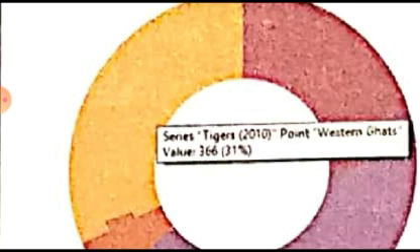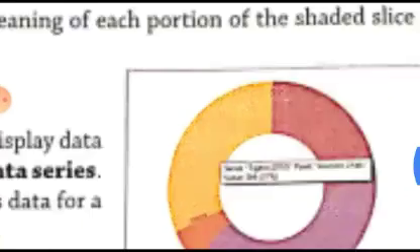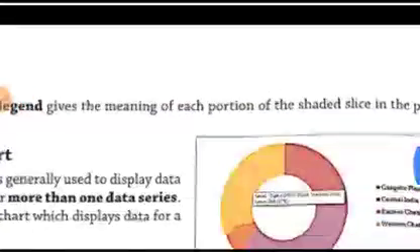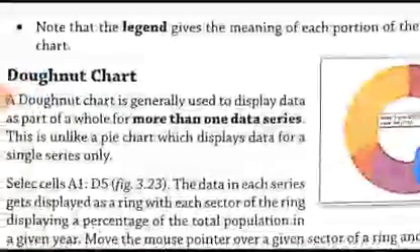So here you can see, as soon as we move the mouse pointer over the sector, it displays the series name, whatever series it is representing, then the region it is representing, and then the value for that region, all shown in the caption box, as it is shown here. Okay, so I hope this donut chart was clear to all of you. So we will end this video here.